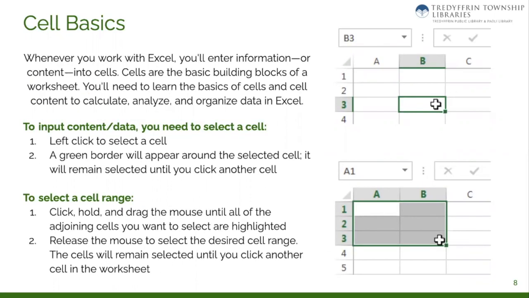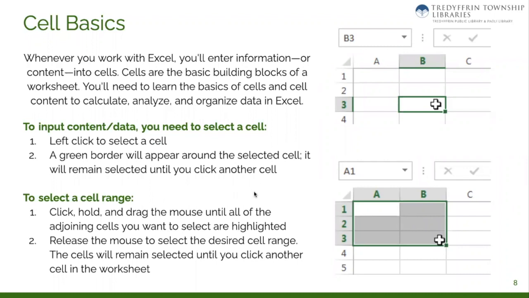So you can see here that cell B3 has been selected. You'll see that the column is highlighted as well as the row, and then the cell name, B3, will be in the upper left-hand corner, just beside the formula bar.